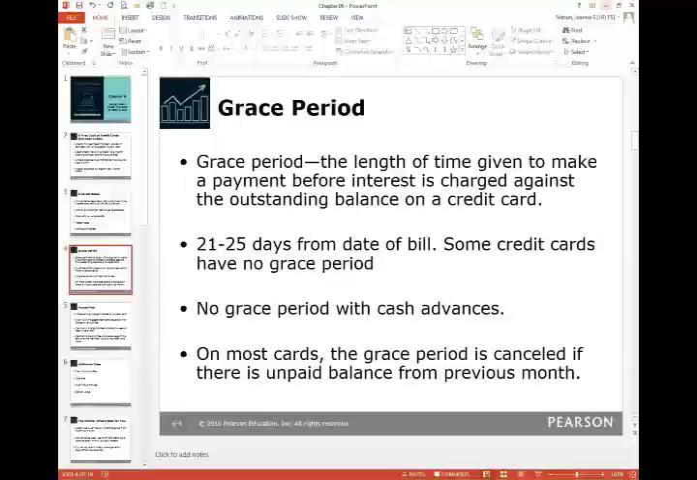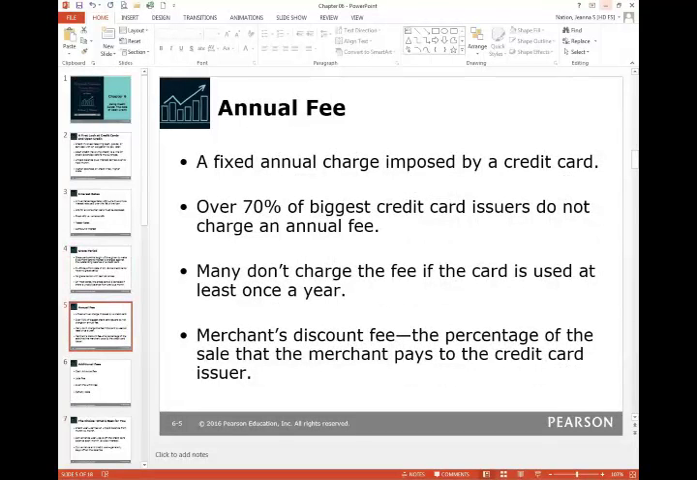On any credit card, there is no grace period with cash advances, so those are more costly because of that. And grace period is canceled if there's an unpaid balance from the previous month. So like I said, anytime you carry over a balance, the interest starts accruing immediately.